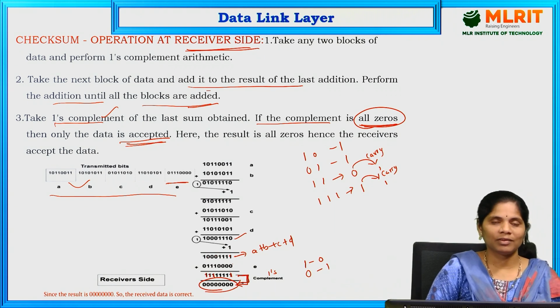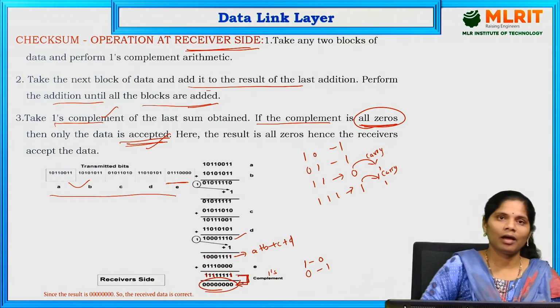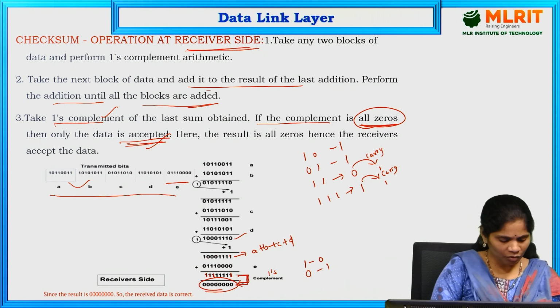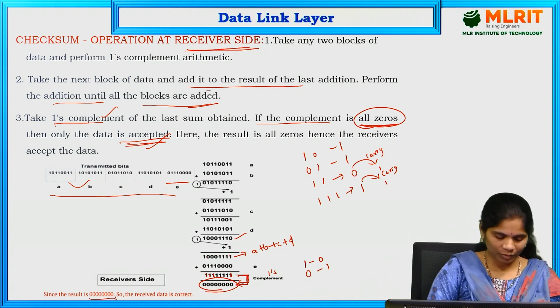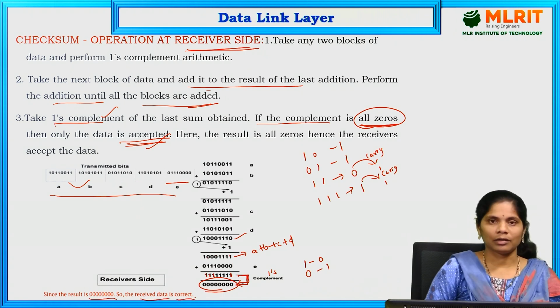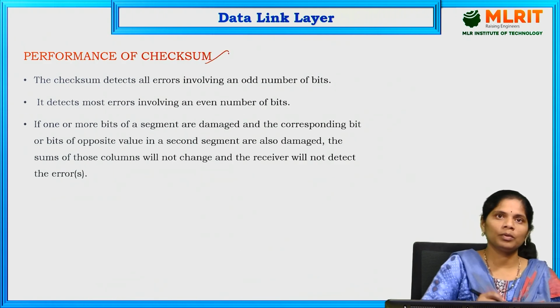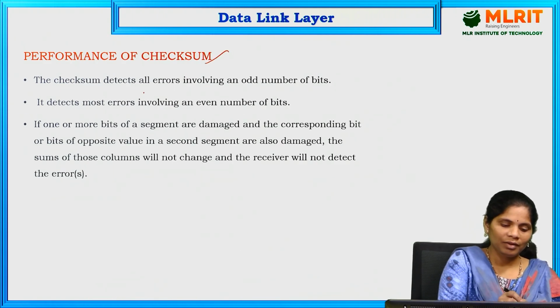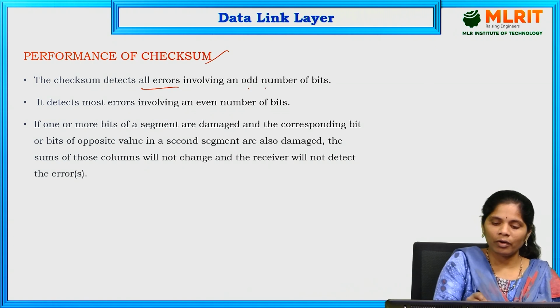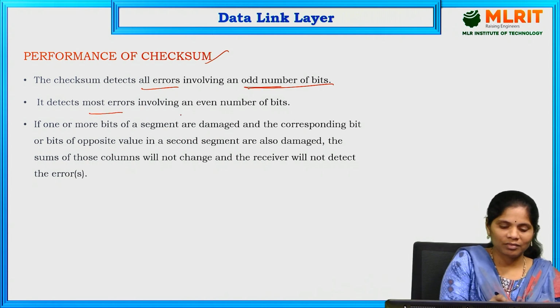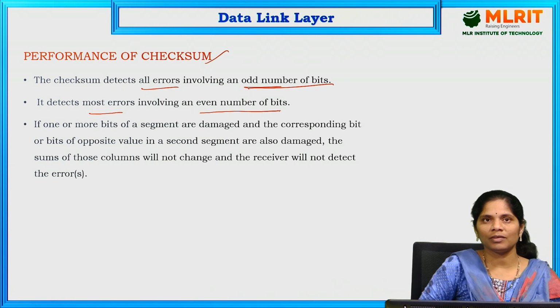That is the receiver side. Like this, the receiver will accept the data. This is the concept in the checksum. The final result is all zeros, means the received data is correct at the receiver side. So how is the performance in checksum? The checksum will detect all the errors involving an odd number of bits also. Previously it was not solved by the VRC and LRC. That is going to be solved by the checksum. And it detects most of the errors involving an even number of bits also.